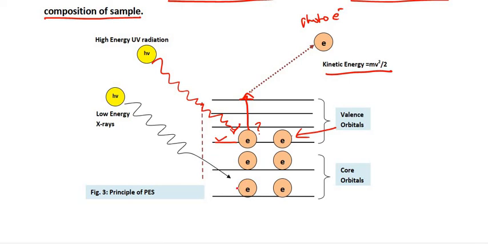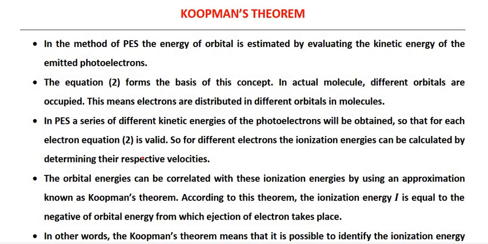Similarly, the inner orbitals or core electrons have greater energy, and to remove such electrons we require X-rays, as X-rays have sufficient energy to remove inner electrons. In the same way inner electrons are removed, and when we know the kinetic energy of these electrons, we are able to know the energy of the orbital in which such electrons are present. Then moving ahead, we are going to discuss Koopman's theorem.